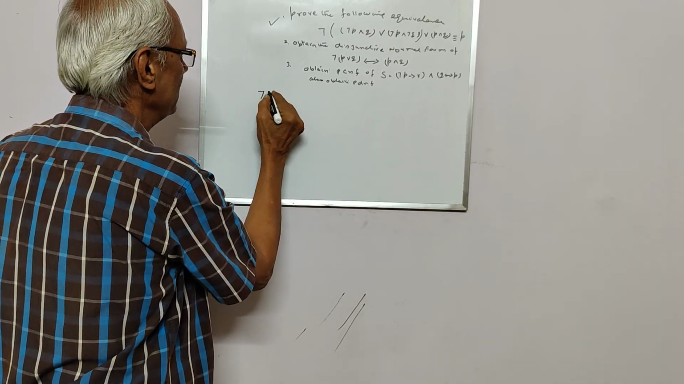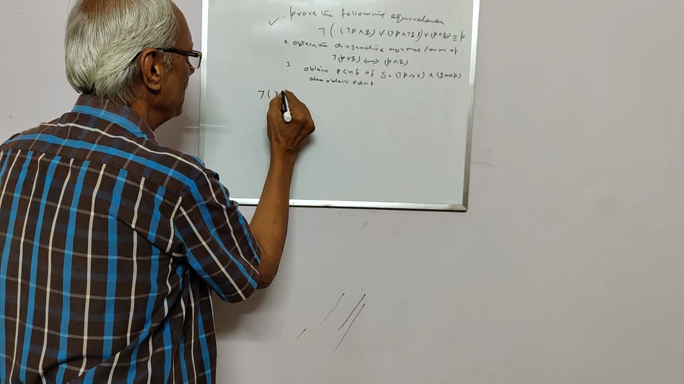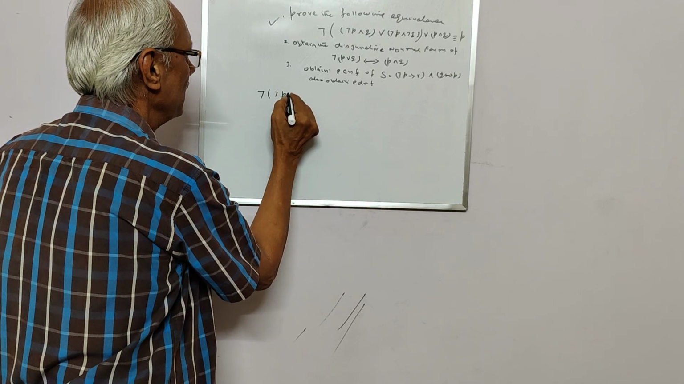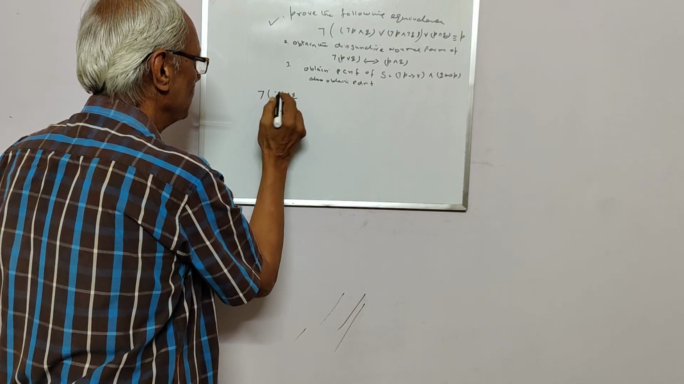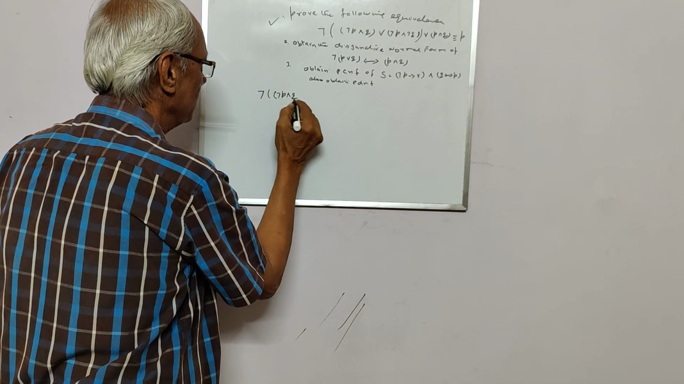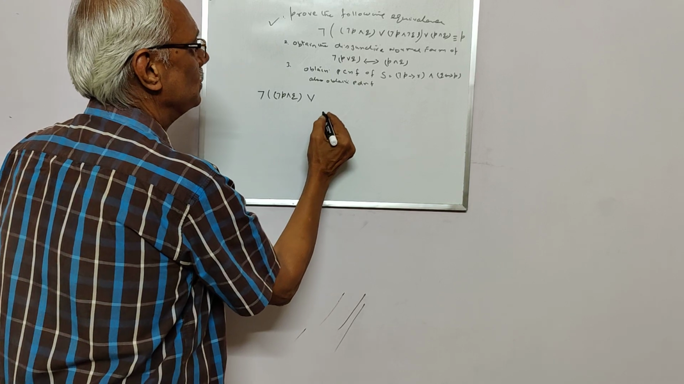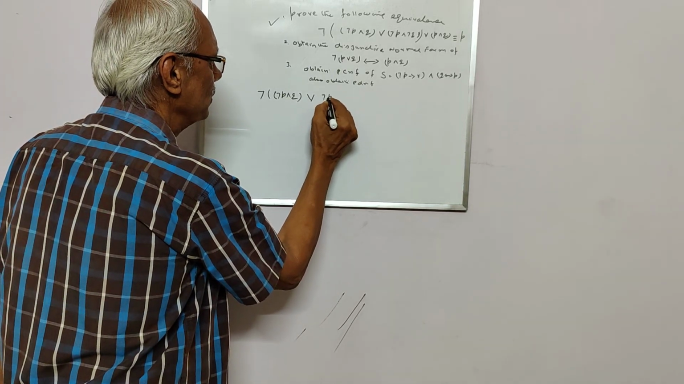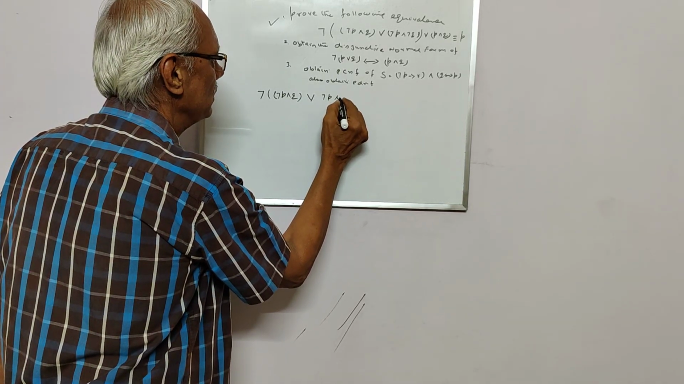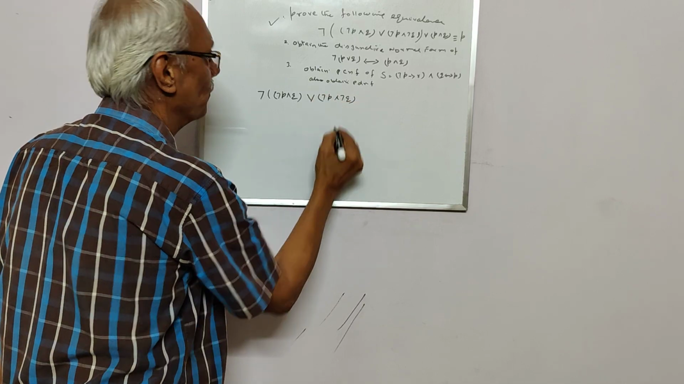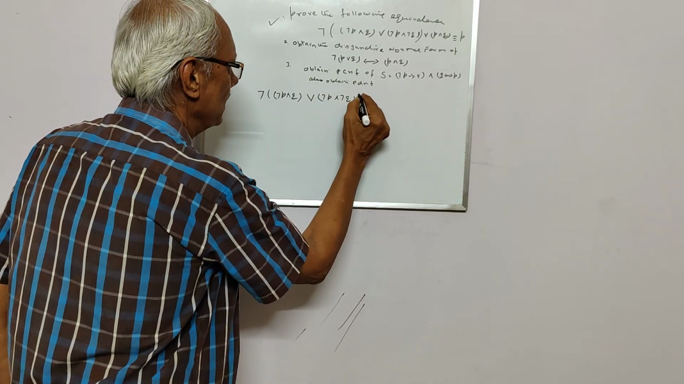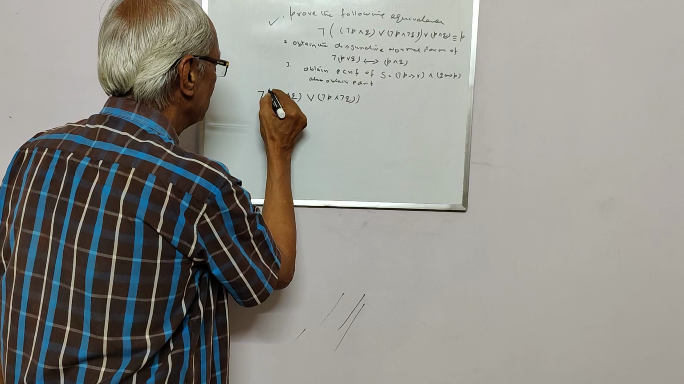Here it is given: negation of P intersection Q, this one, union negation of P intersection negation of Q. This is in a bracket.